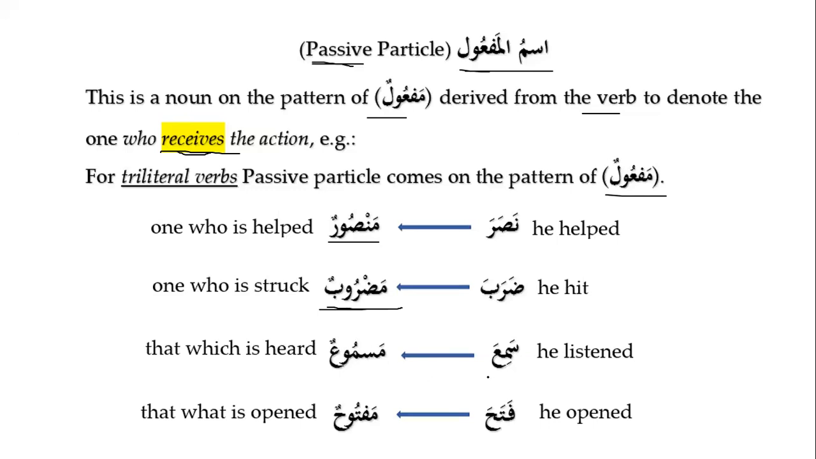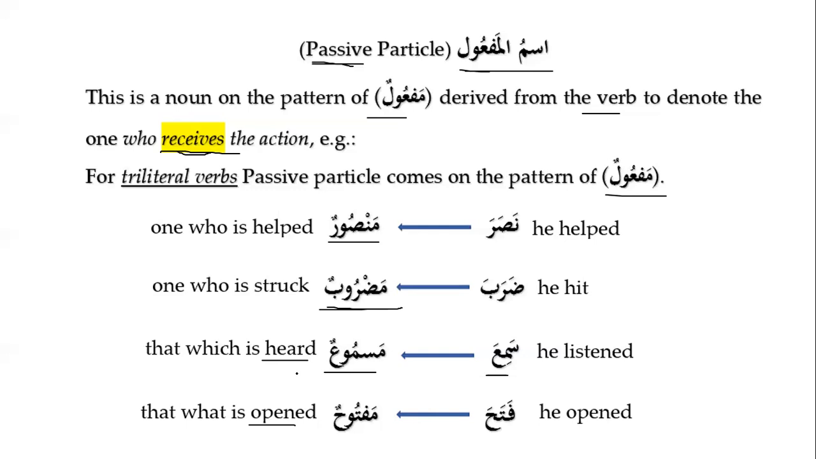And similarly, we have sami'a, he listened, and masmu'un, that which is heard. It also means audio, like when you have an audio recording. So it will be at-tasjilu al-masmu'i, that means the audio recording. And then we have fataha, and then we have maftuhun, that which is opened. Al-babu maftuhun, the door is open. Al-masjidu and an-nafidatu maftuhatun, right? So don't forget about the feminine form as well.